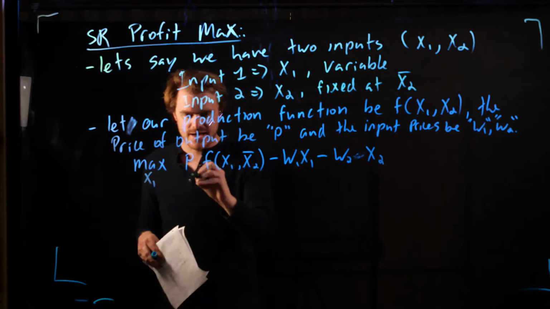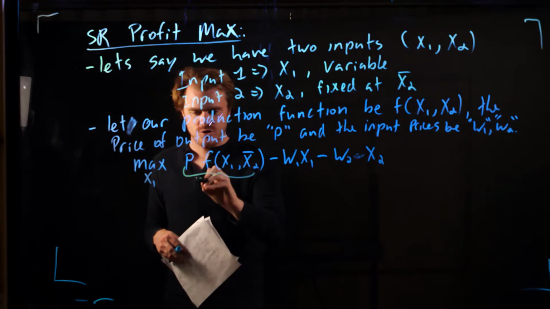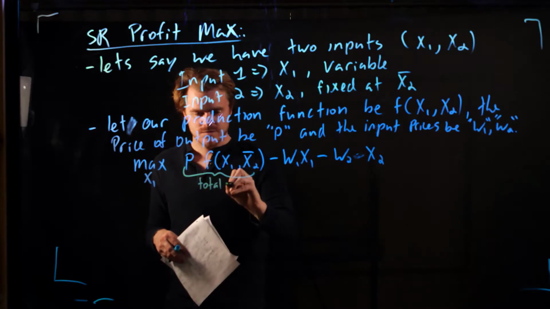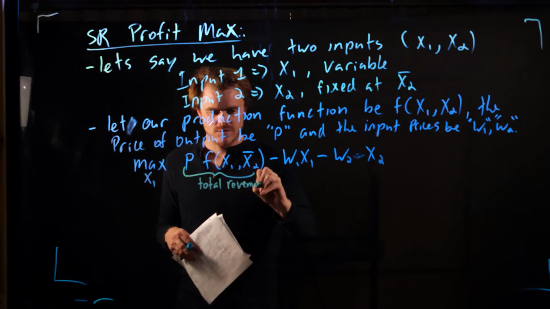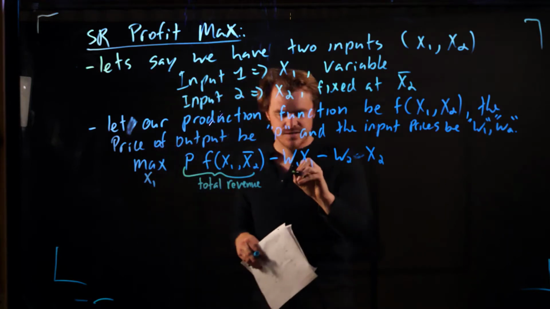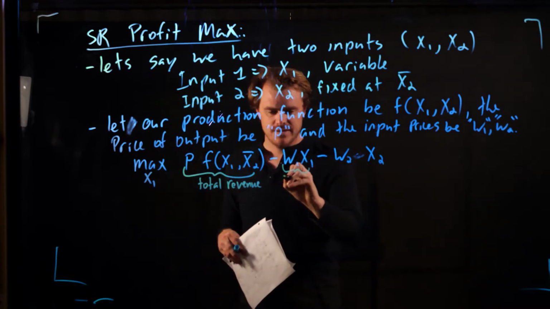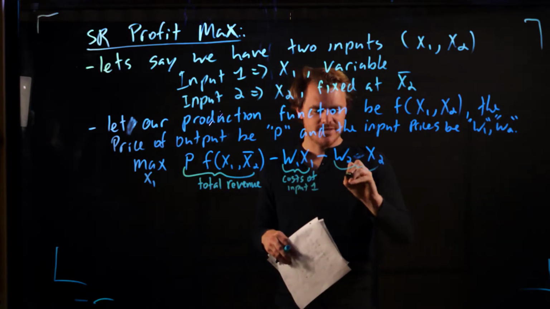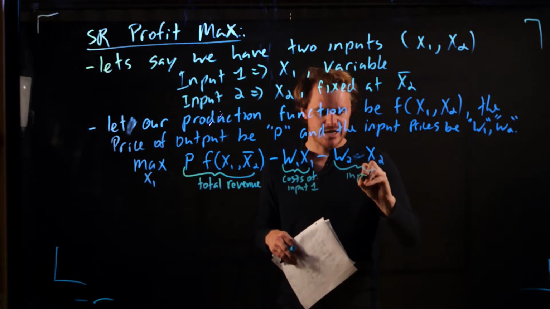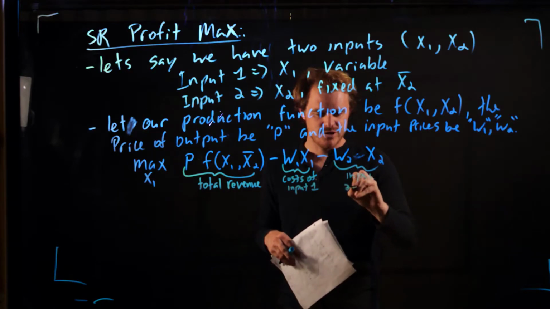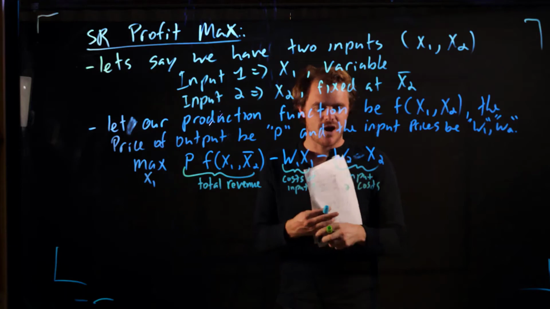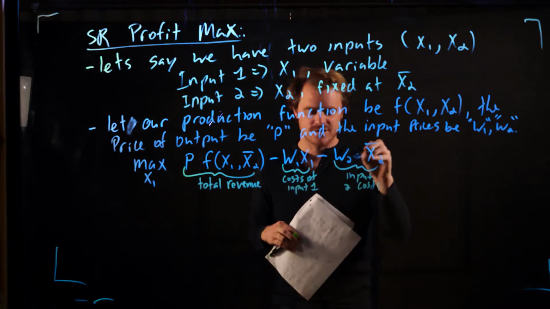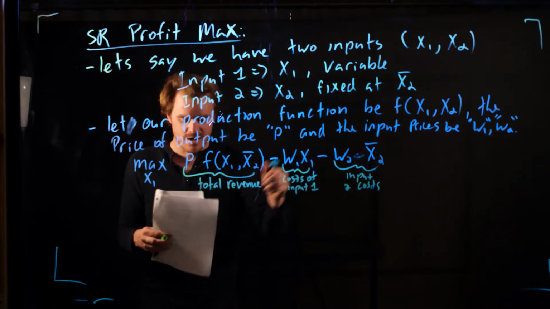So this is like total revenue, right? It's price times quantity. This is the cost of input 1. And these are the costs of the fixed input 2. I'm going to put a bar on input 2 costs. Remember, this is fixed, so this doesn't change. So let's make sure we put a bar on the x2s.